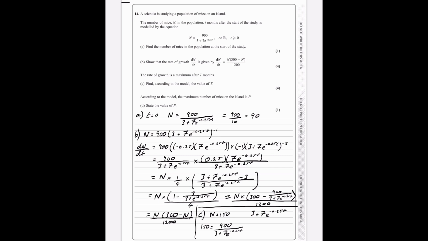and multiply both sides by 3 plus 7e to the minus 0.25t, divide both sides by 150, 900 divided by 150 is 6, so subtract 3 from both sides, divide both sides by 7, take natural logs of both sides, and then lastly divide both sides by negative 0.25, or times both sides by minus 4 if you prefer. You get t to be 3.39.